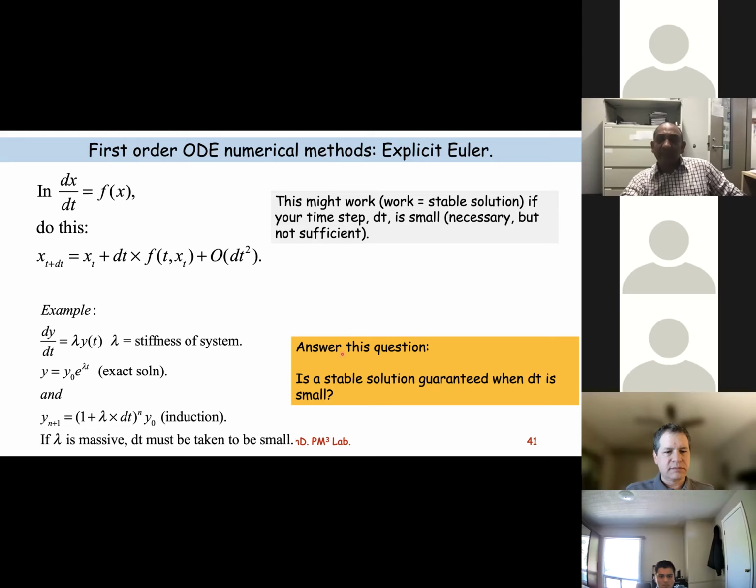Is a stable solution, that is yn, existing for all n's, n equals 1, 2, 3, 4 million, zillion, trillion, guaranteed when dt is small? Can anyone unmute themselves and either say yes or say no? If you use an explicit Euler method, is a stable solution always guaranteed if you were free to take however small a dt you could? Can someone please unmute themselves and give us a yes or no? Anyone, please?